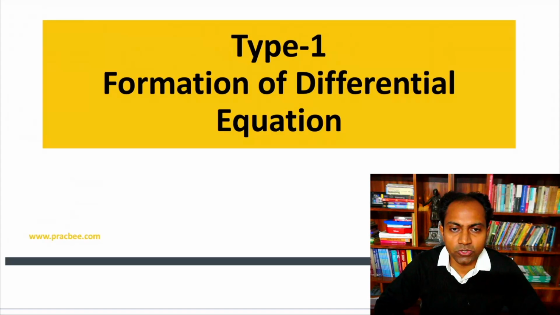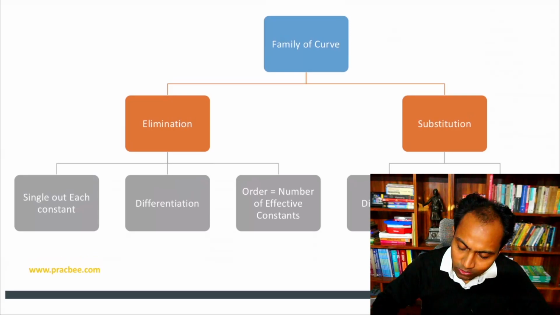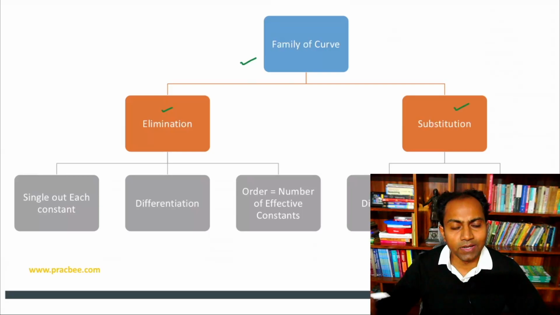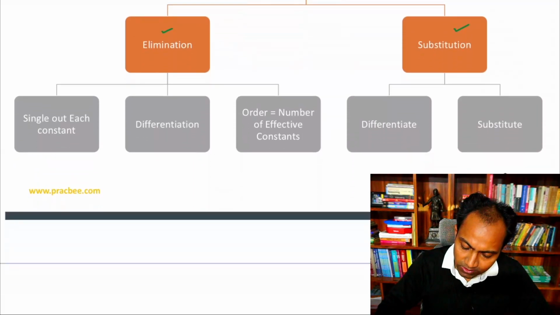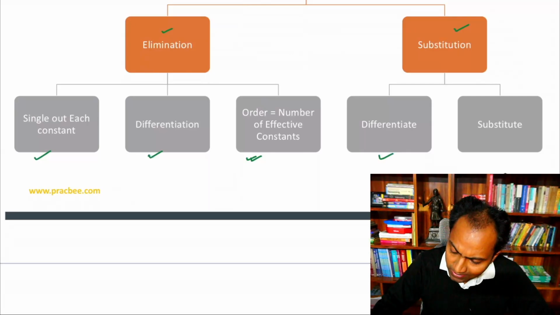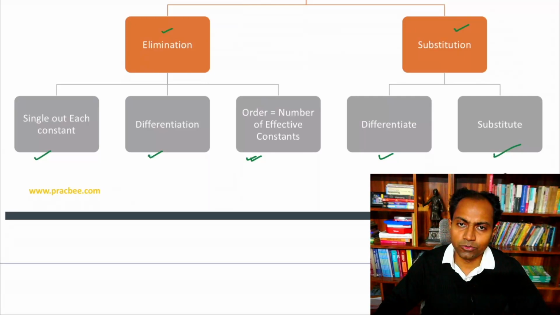First one is formation of differential equation. Now if I look into formation of differential equation, there are two very important methods. A family of curve is given, either we are going to use elimination method or substitution method. The one that is more feasible will be used based on the question given. In the first method, we are going to single out the constant, differentiate, get rid of the constant. So the order will be equal to number of effective constants. In the second part, we are going to differentiate and then substitute towards the end to remove all the constants. These are the two prominent methods that are used to solve a question.